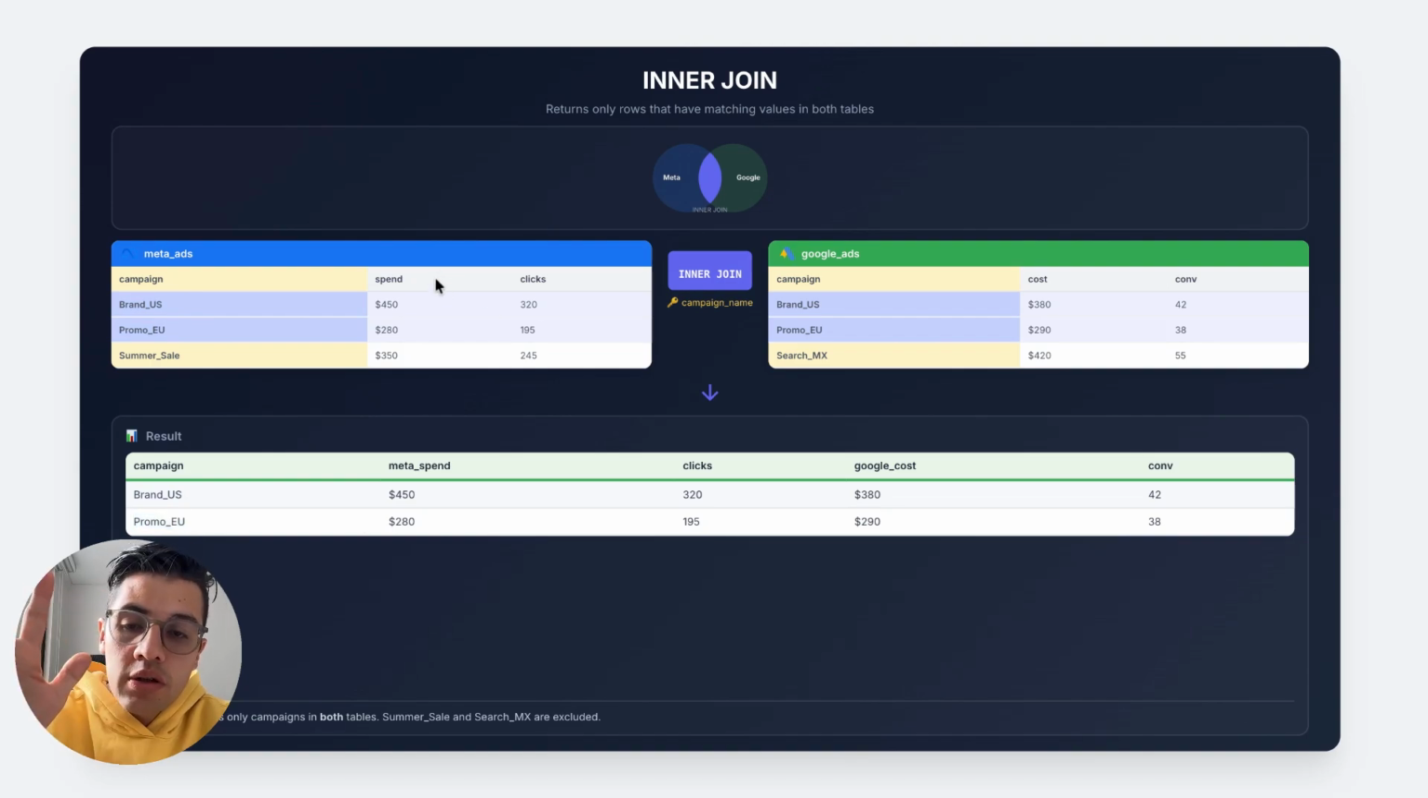And we're going to get the rest of the columns from both tables. So we have the campaign column, then we have the meta spend, that is this column, then we have the clicks from meta, that is this column, and then we have Google cost and conversions. And that's how we are going to do our inner join. We are only taking the rows that match in both tables. Now let's take a look at a left join.